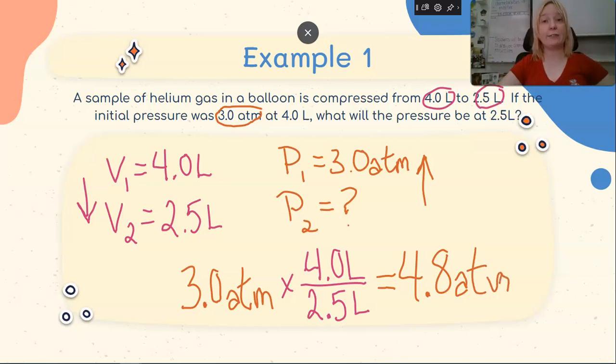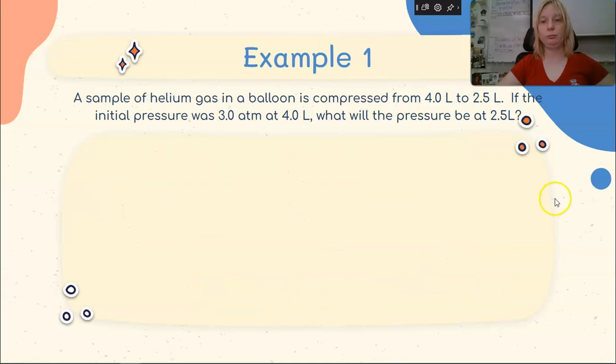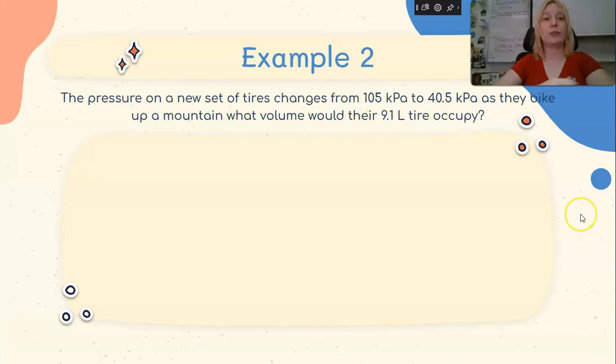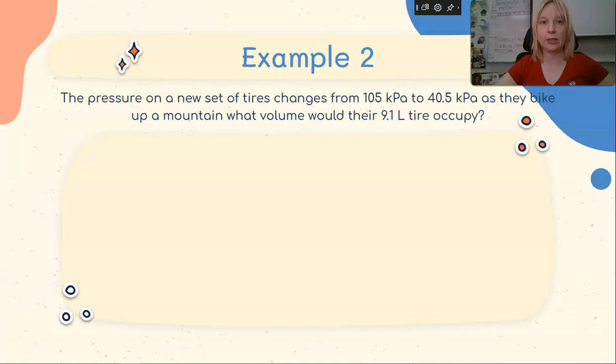All right, so that is our first example. Just to make sure you fully understand, let's do one more example. So example 2 says the pressure on a new set of tires changes from 105 kilopascals to 40.5 kilopascals as they bike up a mountain. What volume would their 9.1-liter tire occupy up the mountain?